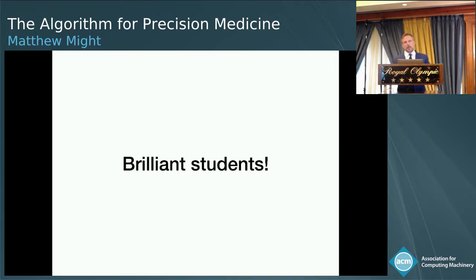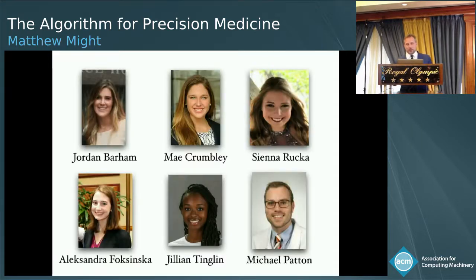It turns out brilliant undergraduates are a core component of this. I use undergraduates for a couple reasons. One is that they're everywhere, so they're a ubiquitous resource. And they're incredibly cheap. So you can do a lot with undergrads. This is the team we have right now. The guy in the lower right is an MD, PhD student, but everybody else either was an undergrad or is an undergrad currently, and that works for the program.